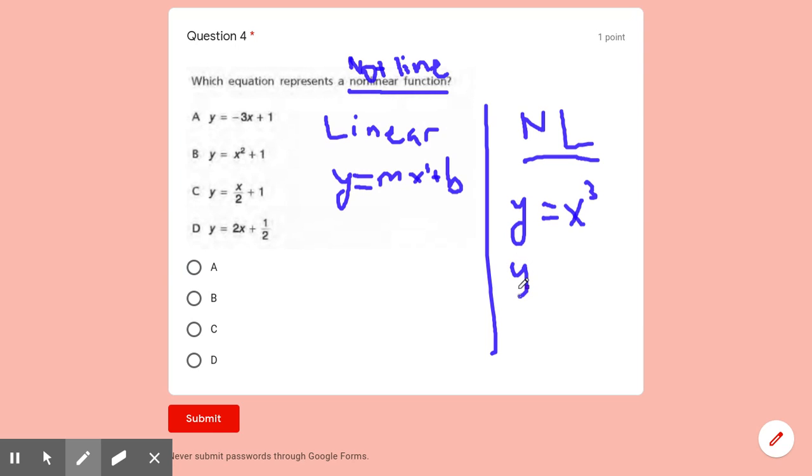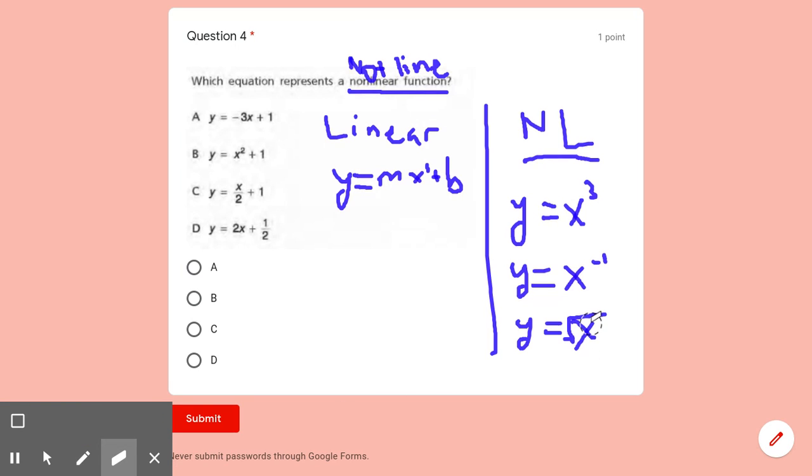When you have y is equal to x with a negative exponent, also it's not linear, all right? When you have the square root of x, and it's not only the square root, it could be the cube root, but anything where you have this symbol, that's called the radical symbol, that also is nonlinear.